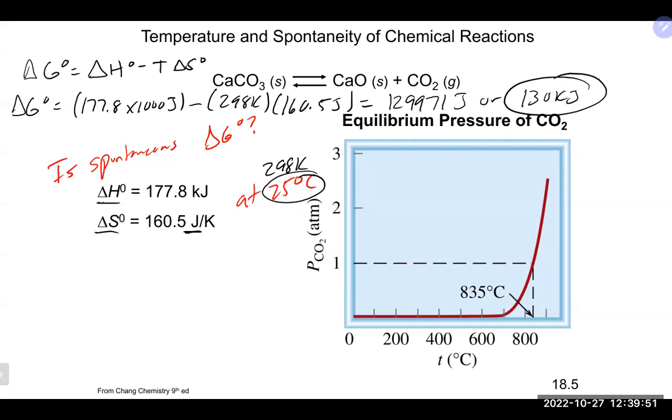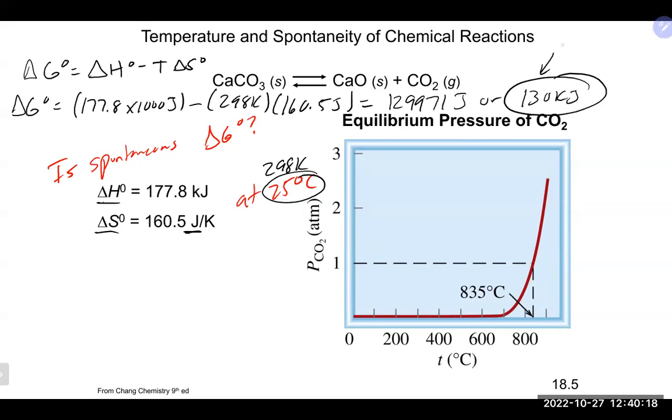First off, any question on the calculation? So again, you have to go joules or kilojoules. If you want to go kilojoules, that's fine, just do 0.1778 for your H, or 0.1605 for your S. So at 25 degrees Celsius, based on this delta G value, is this reaction spontaneous?